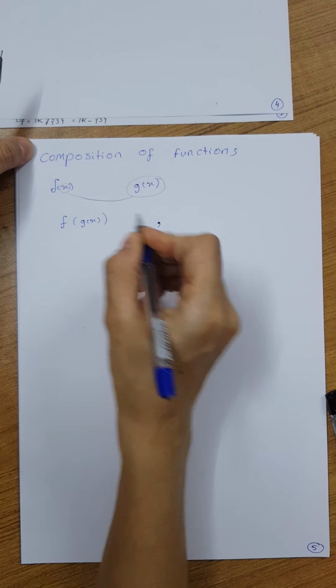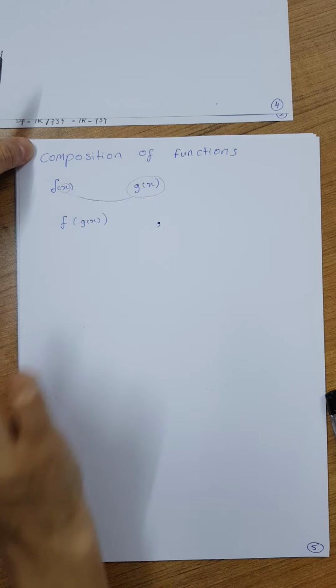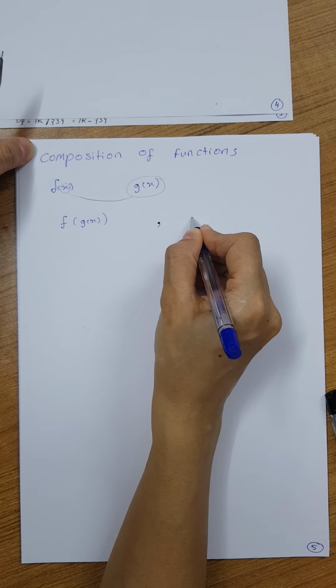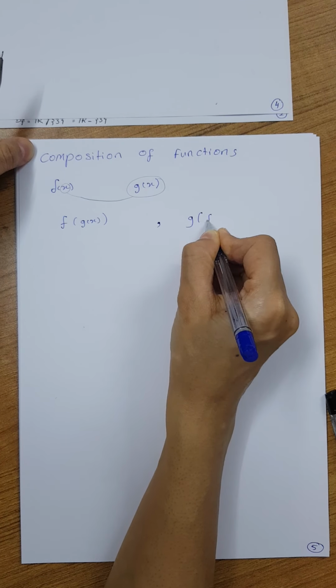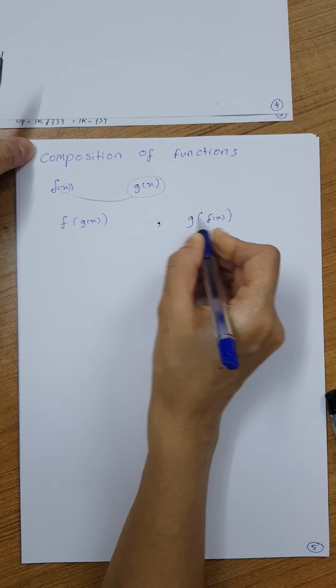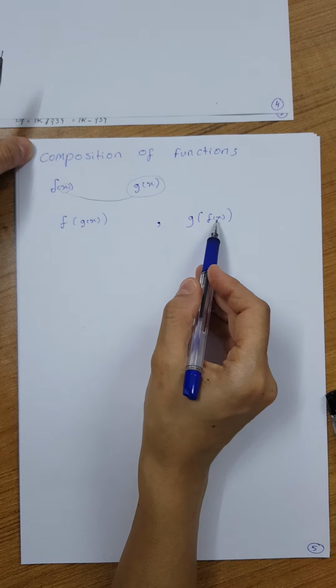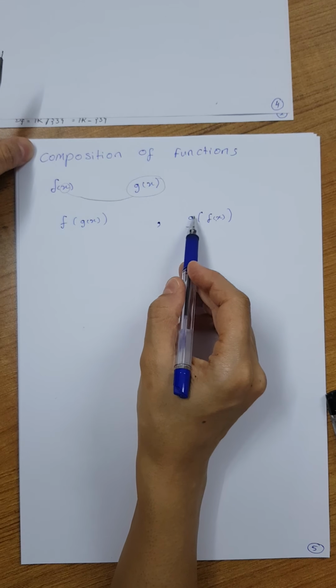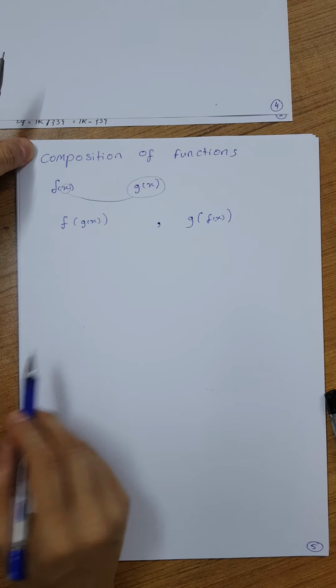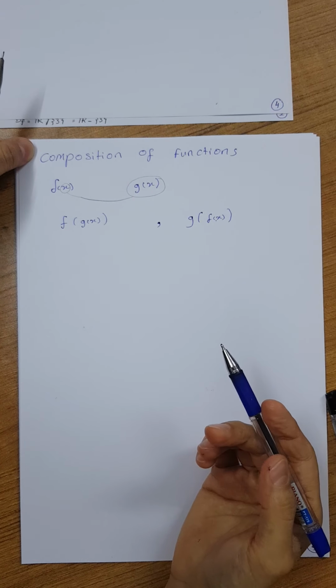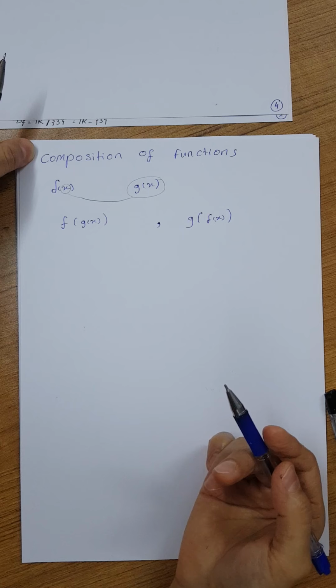Or I can input the function f into the function g, of course, if it is defined in the domain there. So what will I get? g of f of x. Look, I put f of x instead of the x of g that we have. So here f of x is composed into the function g. These are called composition functions because we have composed two functions.